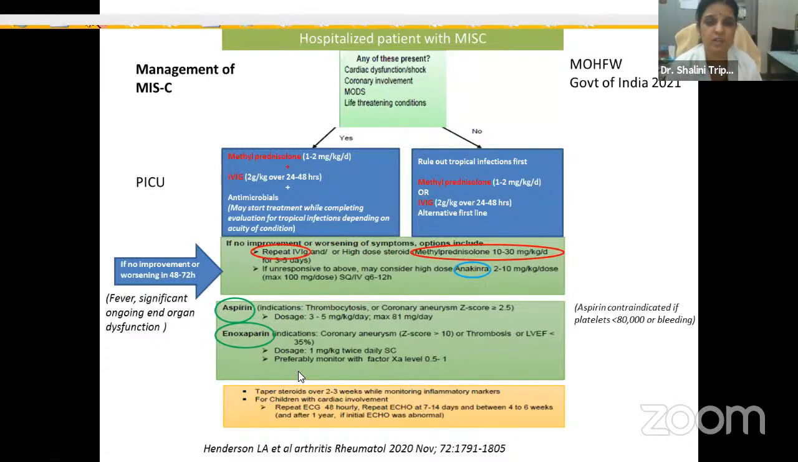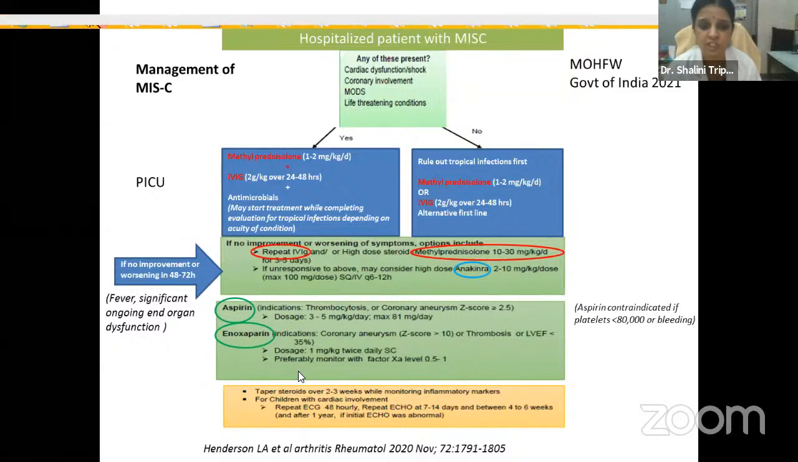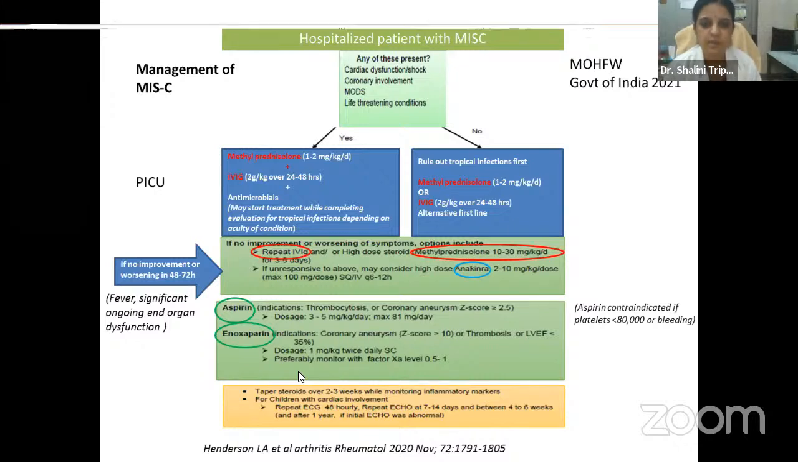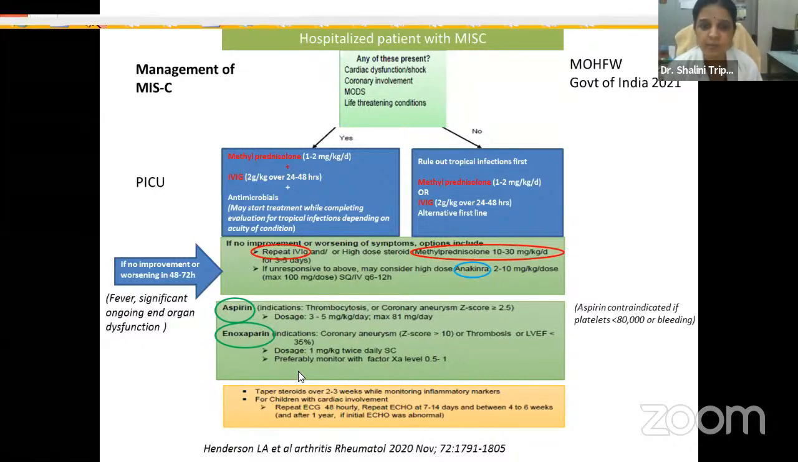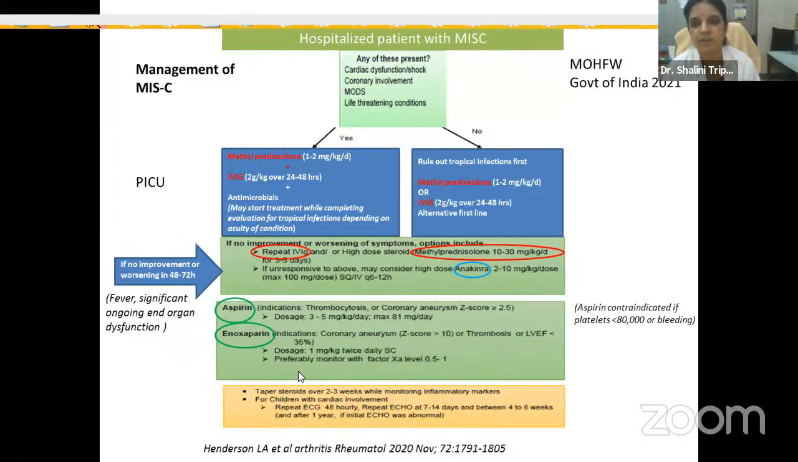So now suppose the patient was in shock, we have given the treatment, steroid plus IVIG for 3 to 5 days, and the patient improved. Then we are going to taper the steroid. We will shift the patient to oral prednisolone, 1 to 2 mg per kg per day, with gradual tapering, patient-wise, depending on the patient's condition over 2 to 3 weeks, monitoring the inflammatory markers. As the CRP and ESR normalize, we will taper it off.